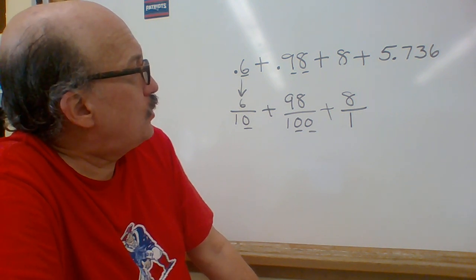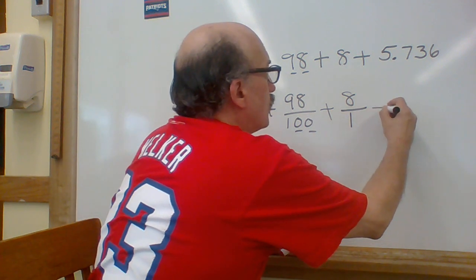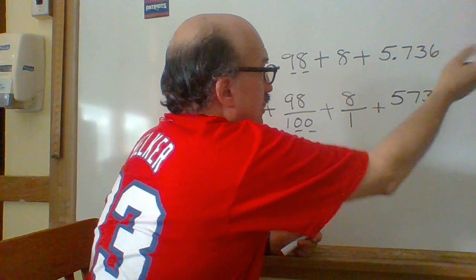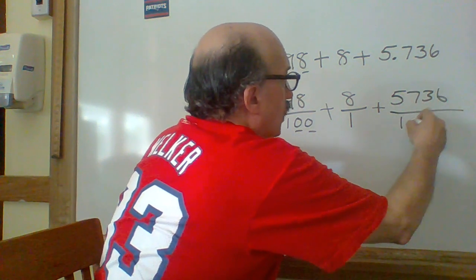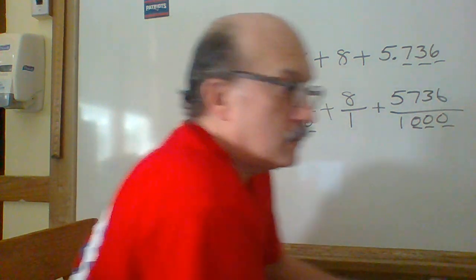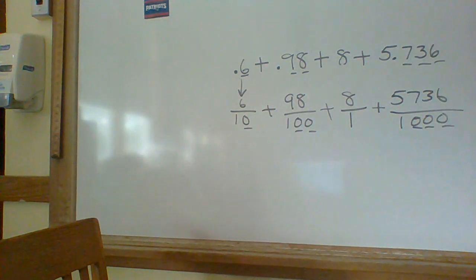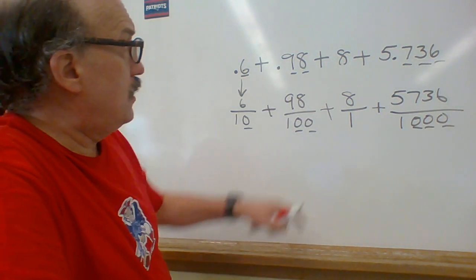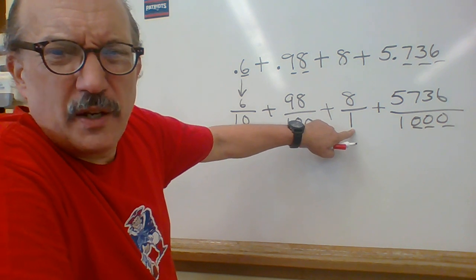It's a decimal number, the 8. And we'll finish up here with 5736, the digits we see. The denominator is a 1 followed by 3 zeros, 1 2 3. So we now have 4 fractions to add together. We need a common denominator. We've written the 8 over 1 as a fraction.